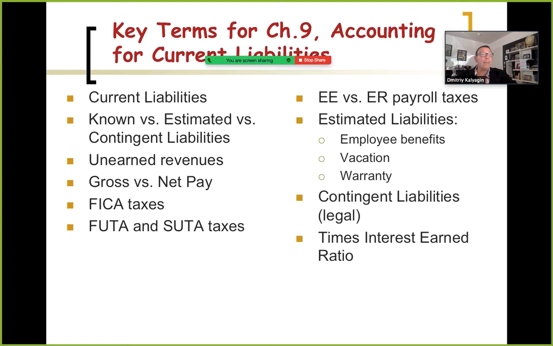We talked about unemployment taxes, the FUTA and SUTA, the Federal Unemployment Tax Act and the State Unemployment Tax Act. We made two large journal entries, one for the employee's portion of the payroll and another one for the employer's. Make sure you understand those entries, they will be on the test. And also, very briefly, I gave examples of estimated liabilities. We mostly focused on warranty, not much on benefits or vacation. And we also talked about a legal suit as an example of a contingent liability.